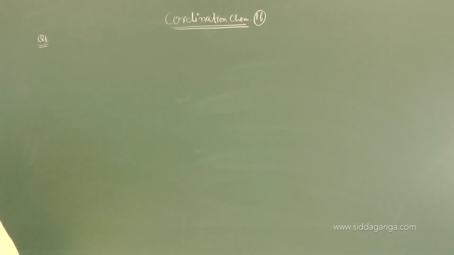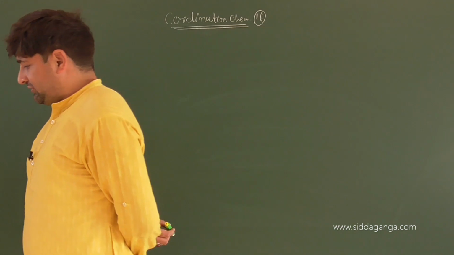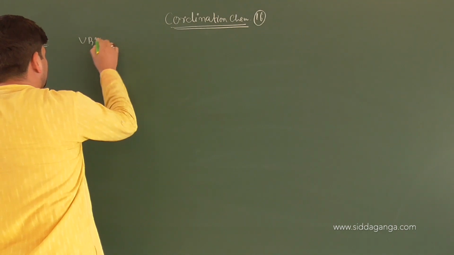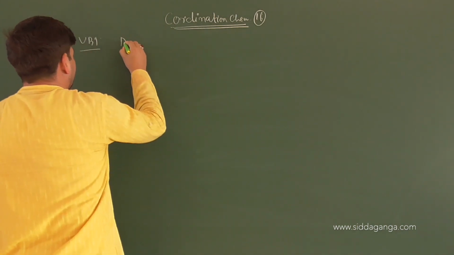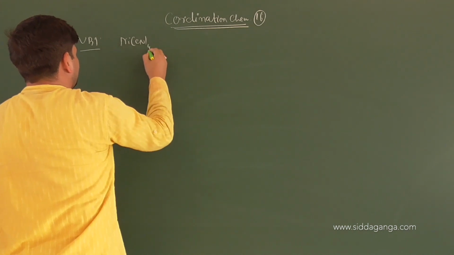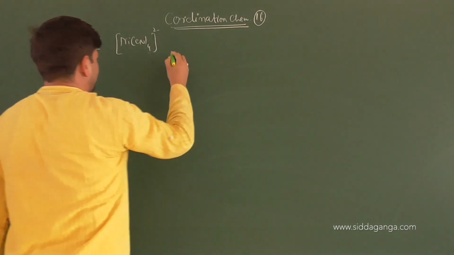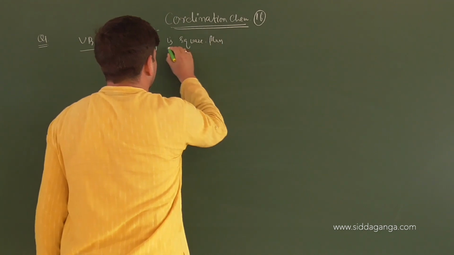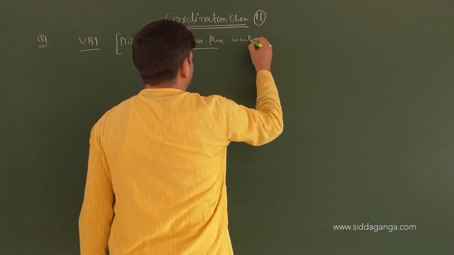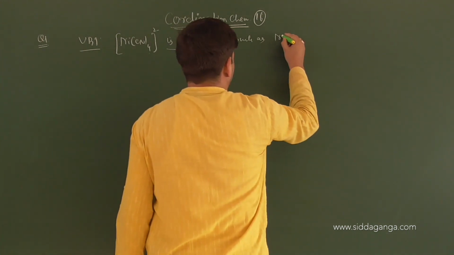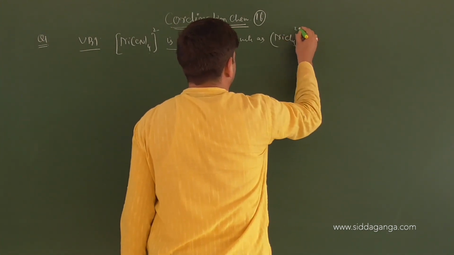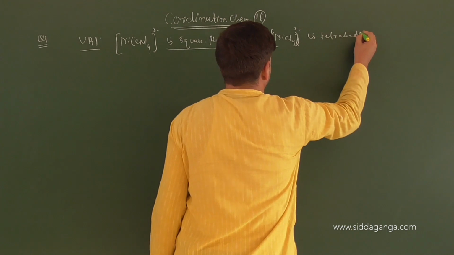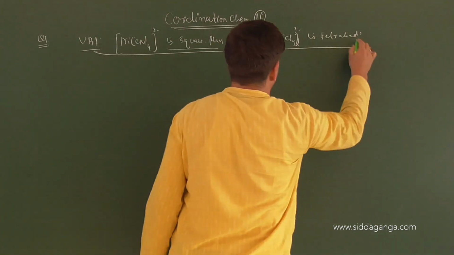Okay. So the question is, using the VBT approach, the valence bond theory approach, prove that Ni(CN)4 2 minus is square planar, while NiCl4 2 minus is tetrahedral. This is a textbook question mentioned to you.